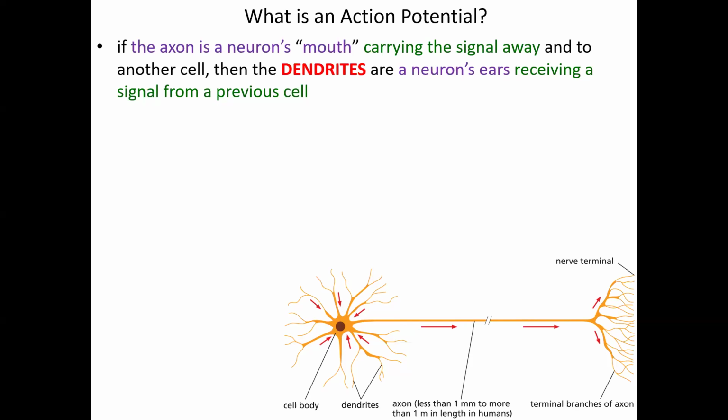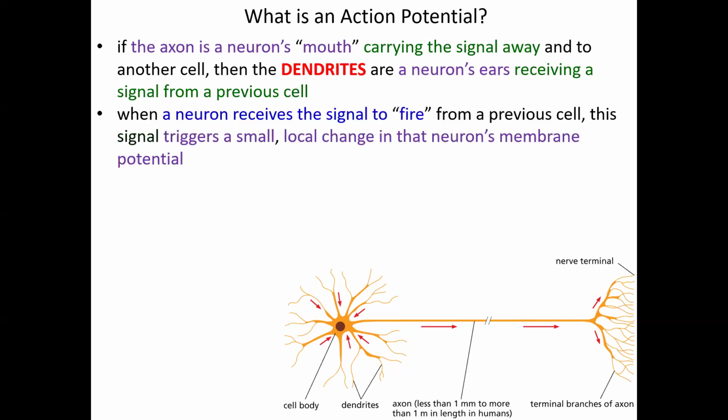So if we consider this one neuron in isolation that we see on the screen, some other neuron shouts a message down its axon and transmits that message to this neuron. This neuron receives that message through its dendrites. That's the ear or the antenna of this neuron. And now that neuron is going to relay that signal down its axon and shout it through that axon mouth to the next cell. And the next cell will receive that message from its dendrites and so on and so on. When a neuron does receive a signal to fire from a previous cell, that firing is the action potential.